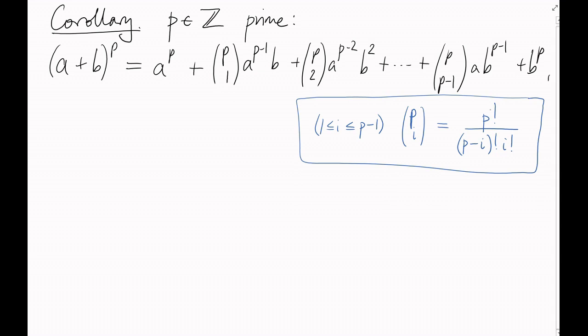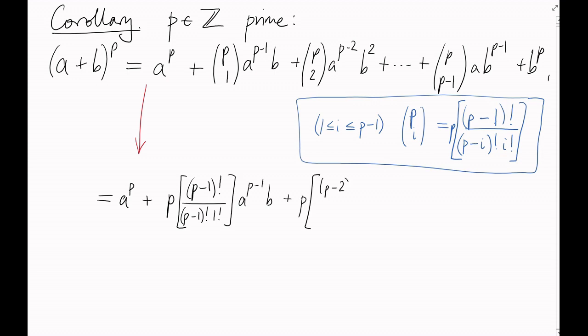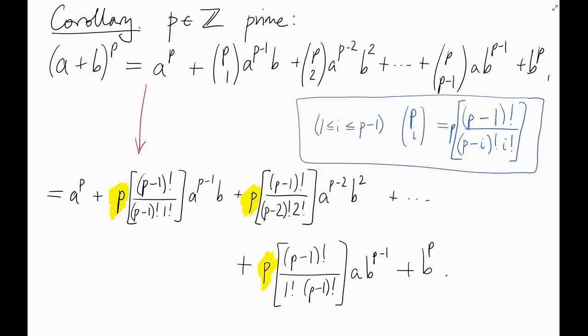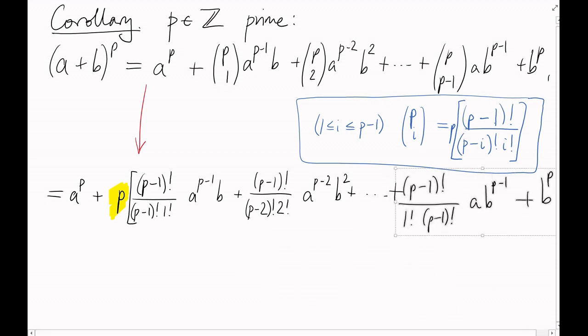I'll rewrite that by taking out a factor of p from the top. This is p times (p minus 1) factorial over (p minus i) factorial times i factorial. So now let me rewrite this binomial expansion, and I'm going to take out a factor of p from all these middle terms. I've been a little vague about what a and b are so far, so let me just say this for now.